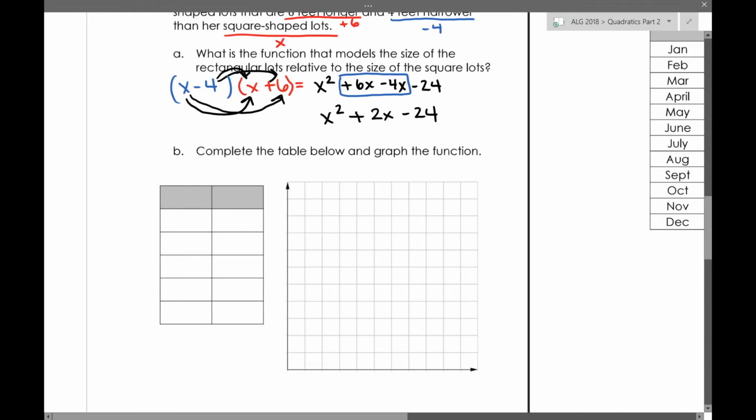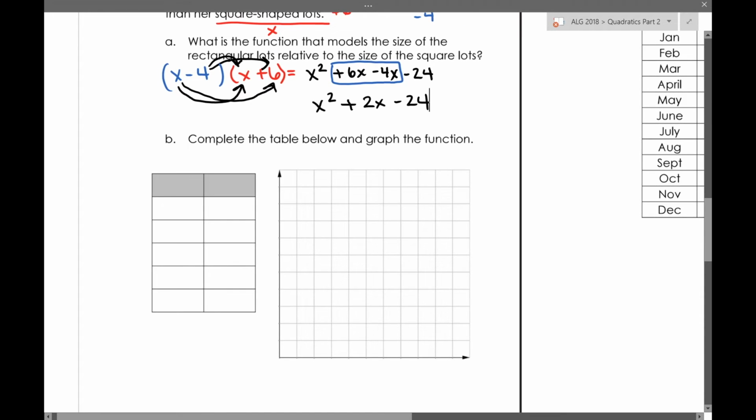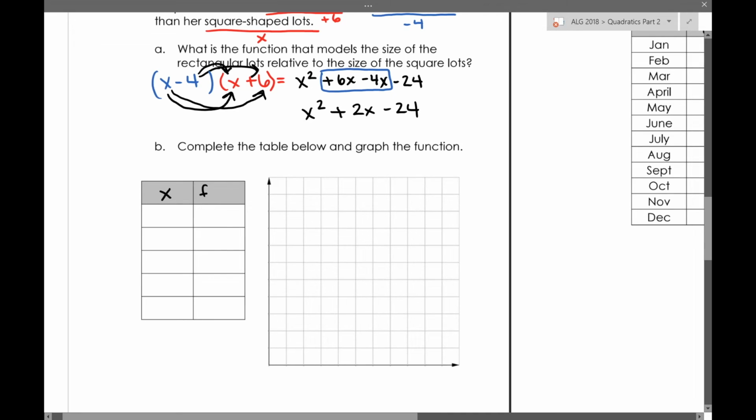So let's do part B. Part B says to complete the table below and graph the following function. Okay, so let's complete this table. First of all, I need an x and I need a y. And instead of a y, we're just going to label it as f of x, because f of x is the same thing as y. Now my problem is this up here, what I'm boxing up here. So just like I did before, I'm just going to input some numbers, get an output, and I'm done.